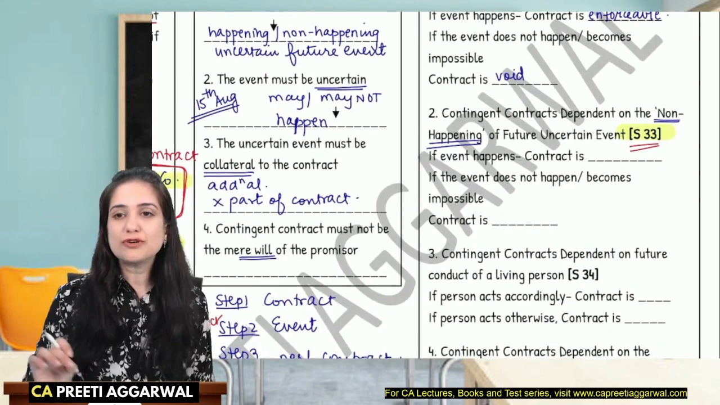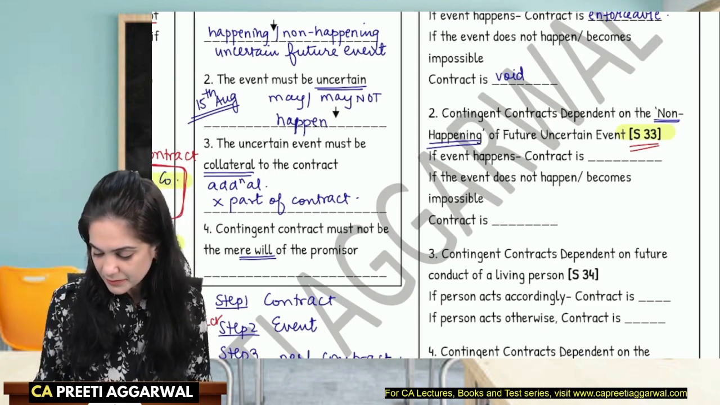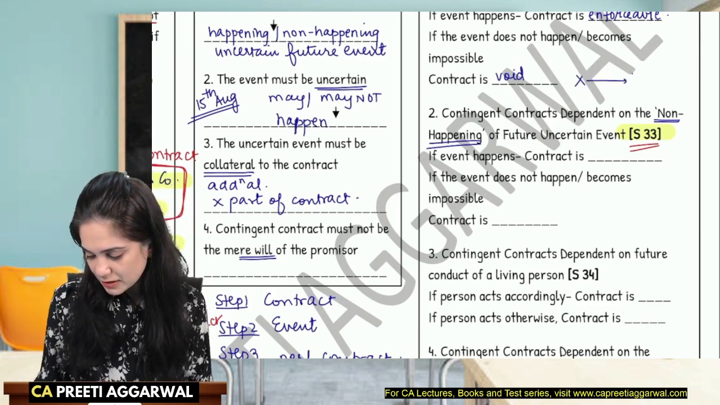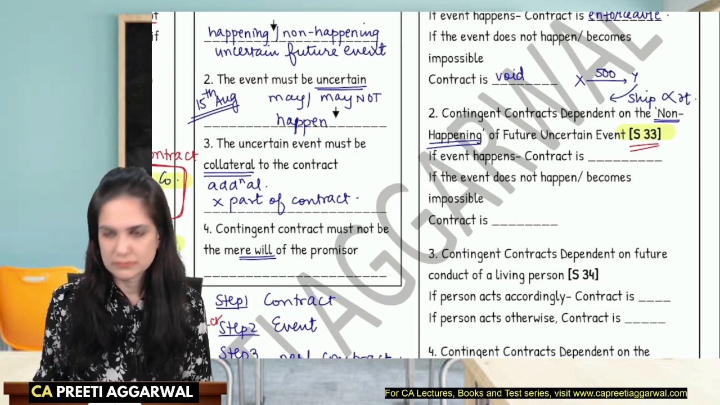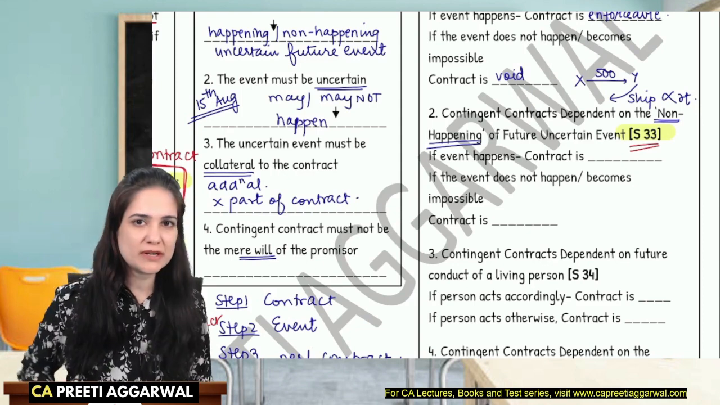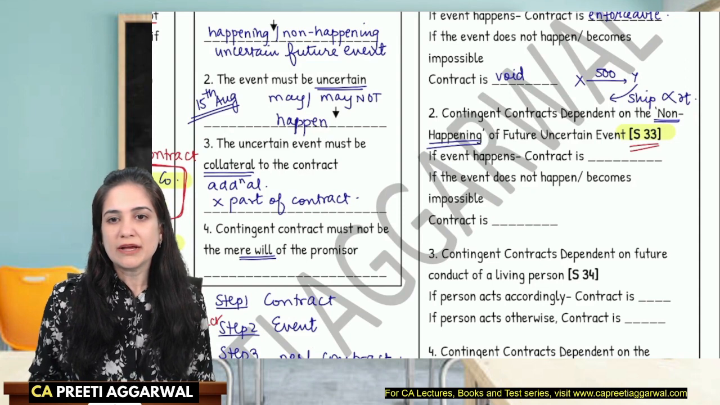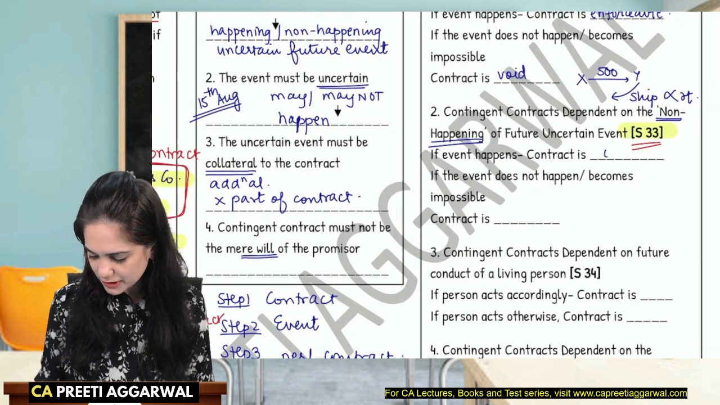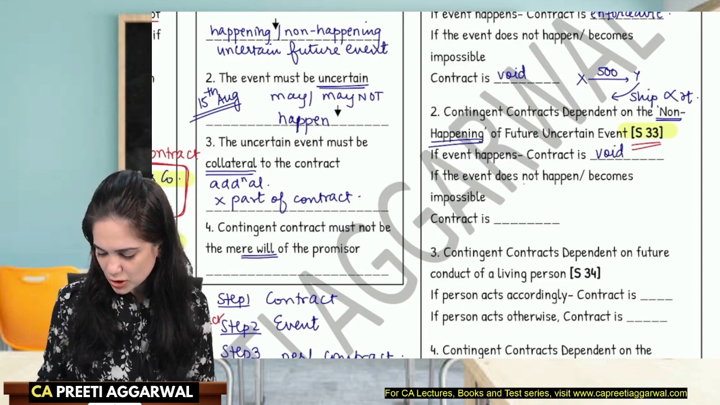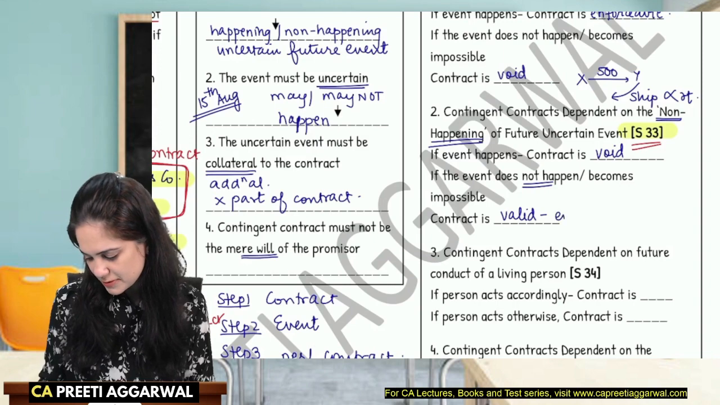So contingent contract is dependent upon the non-happening of the event. Event must not happen. Like X promises to pay 500 rupees to Y if a certain ship does not return. Now the ship may return, it may not return. He will pay 500 only if the ship does not return. If the event happens, it means the ship returns, then the contract is void. But if the event does not happen, it becomes impossible, then the contract is valid, it is enforceable.